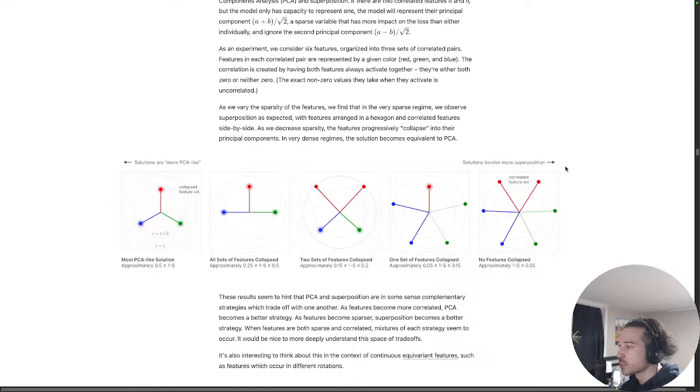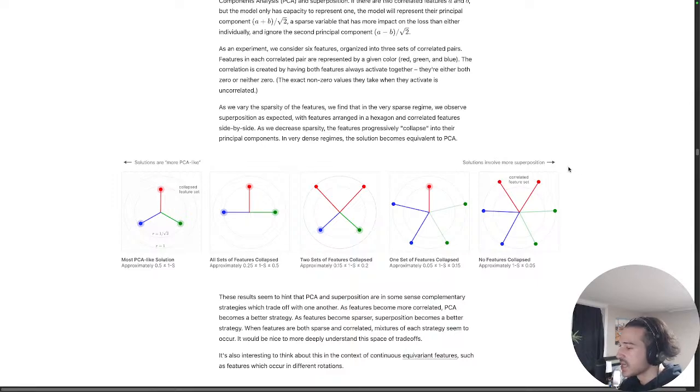Solutions involve more superposition as we move to the right, and eventually, all sets of features collapse, 2 sets of features collapse, 1 set of features collapse, and then no features collapse. Correlated feature set, approximately 1 - S ≤ 0.05.